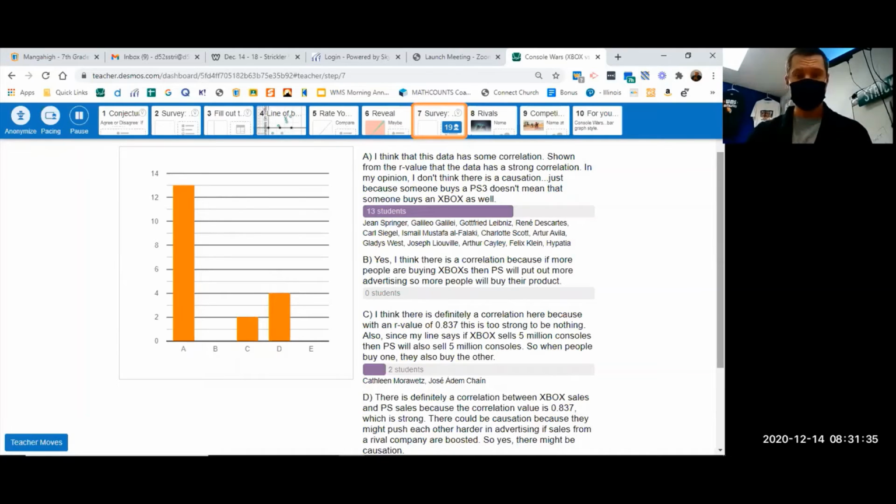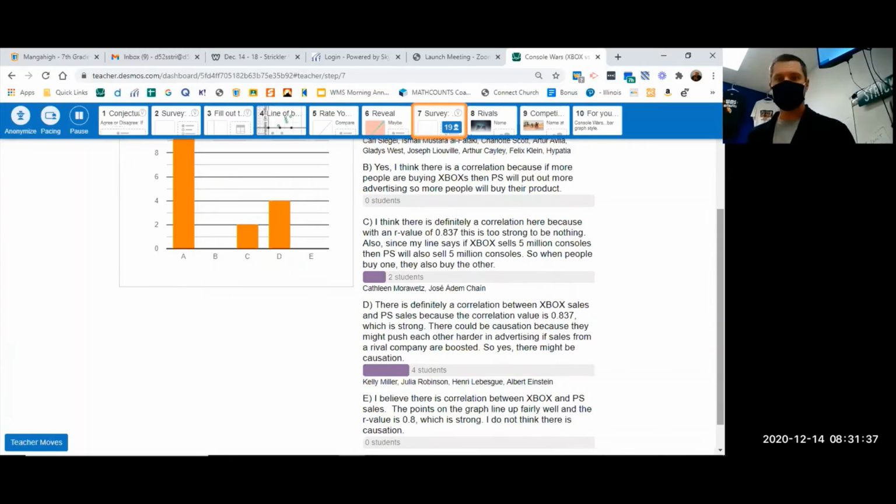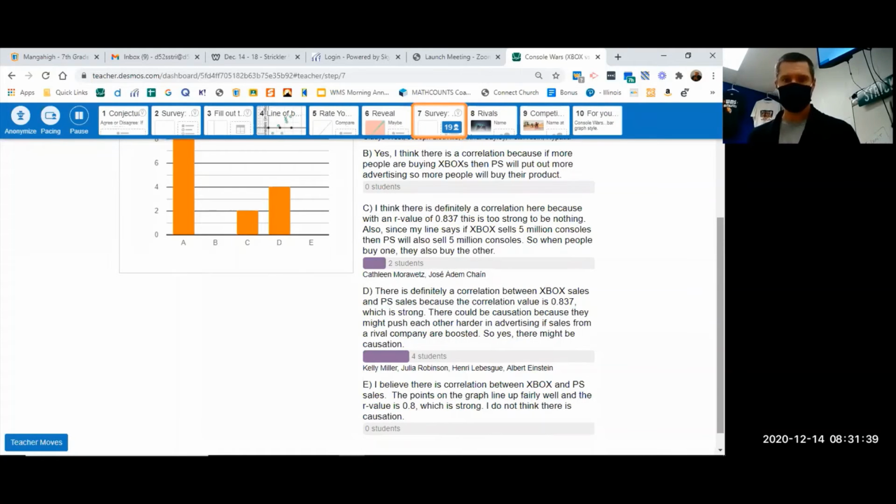If you go to D, there is definitely a correlation between Xbox sales and PS because the correlation is 0.837, which is strong. There could be causation because they might push each other harder in advertising if sales from a rival company are boosted. So yes, there might be some causation, which is what Emily was saying, right? They start out exactly the same in their response, and then they deviate from there. One says no causation, then one says yes, right?